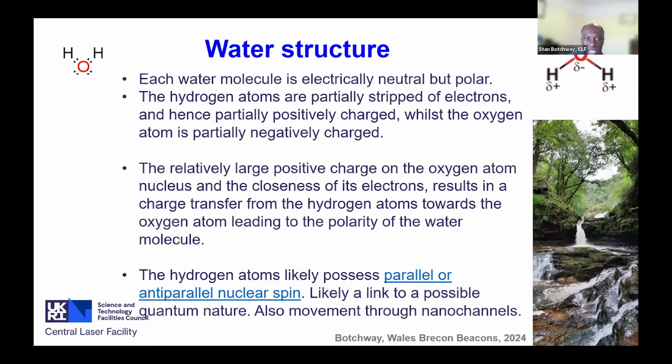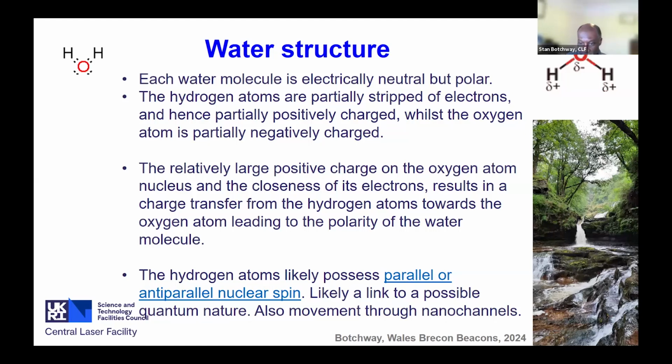So the water structure: each water molecule is electrically neutral but polar. The hydrogen atoms are partially stripped of electrons and hence partially positively charged, as shown in this top picture, whilst the oxygen atom is partially negatively charged. The relatively large positive charge on the oxygen atom nucleus and the closeness of its electrons results in a charge transfer from the hydrogen atoms towards the oxygen atom, leading to the polarity of the water molecule. Also, the hydrogen atoms likely possess parallel or anti-parallel nuclear spin, possibly leading to its quantum nature.